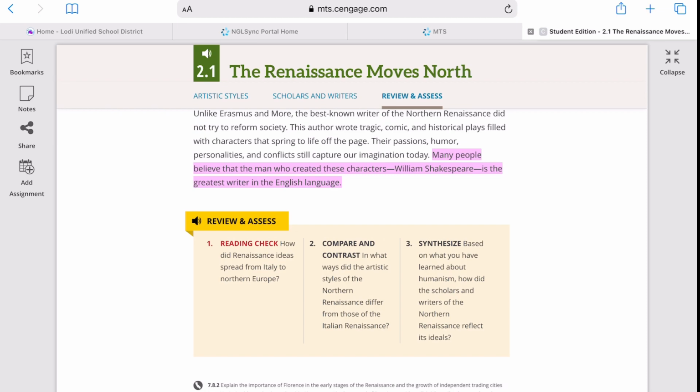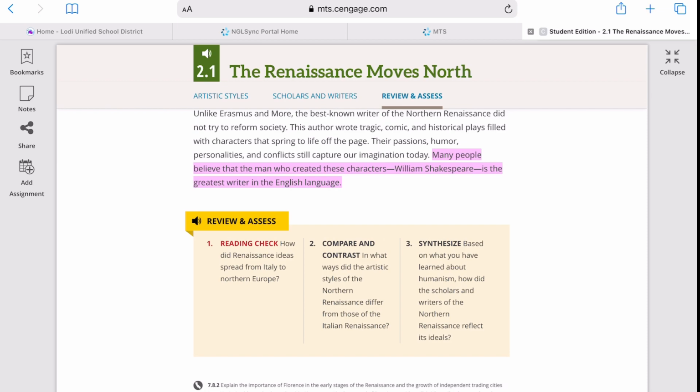For number 1, reading check. How did Renaissance ideas spread from Italy to Northern Europe? And for number 2, compare and contrast. In what ways did the artistic styles of the Northern Renaissance differ from those of the Italian Renaissance?